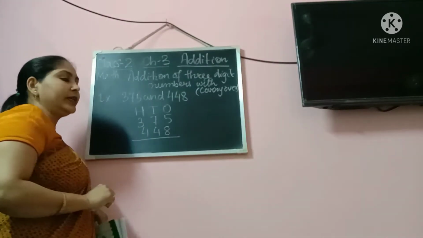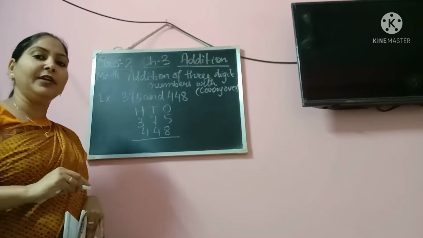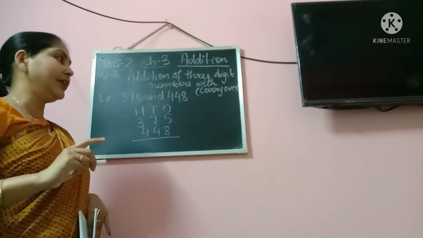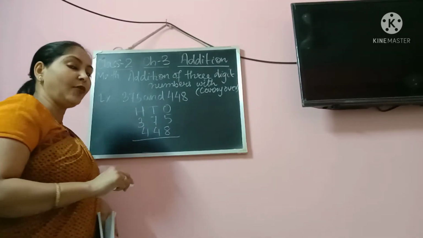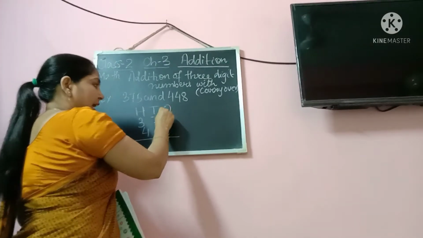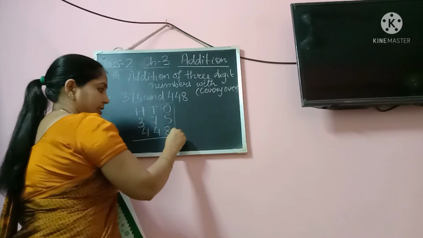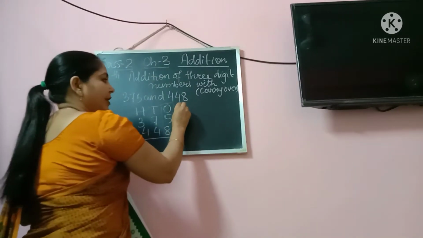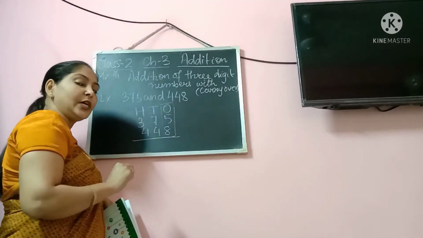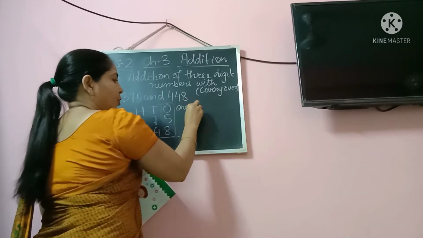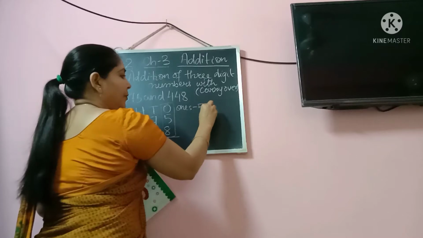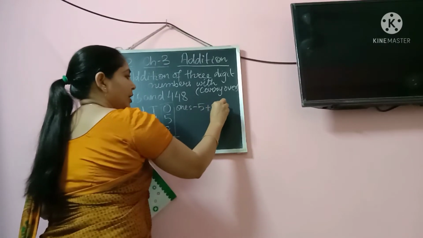Okay. Now what is the step? In the previous class, when you learned about addition of two-digit numbers, what did we do? We first added the ones place. So here also first we will add the digits in the ones place. So let's write, in the ones place we have 5 plus 8 is equal to 13.